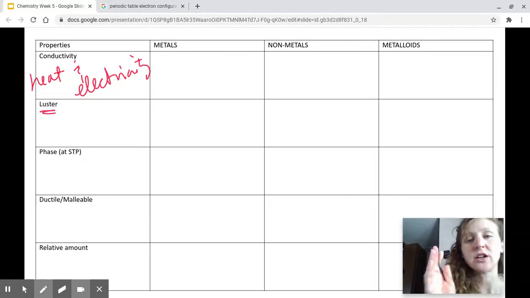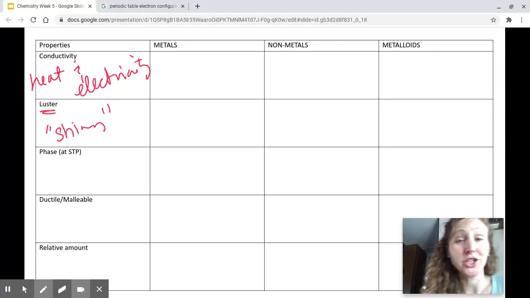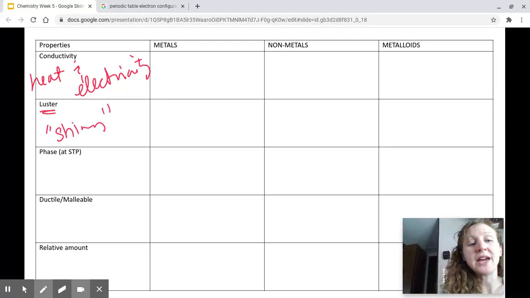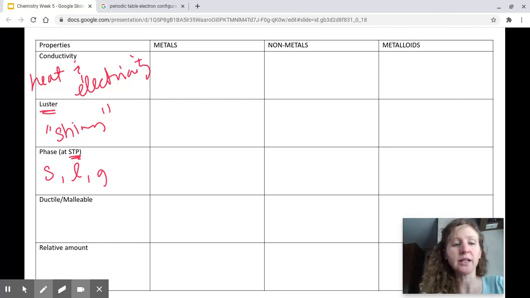Luster is another difference between all of these. Luster is a scientific way of saying shiny, their shininess. Phase at STP, phase is going to be either a solid, liquid, or a gas, and STP just means standard temperature and pressure. So you can imagine like room temperature. The room that you're sitting in, most metals are going to be what? Most nonmetals are going to be what? Most metalloids are going to be what?